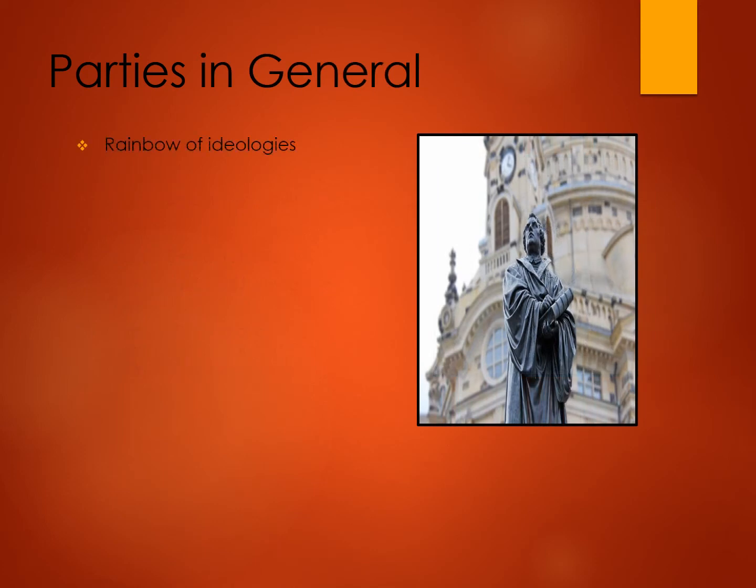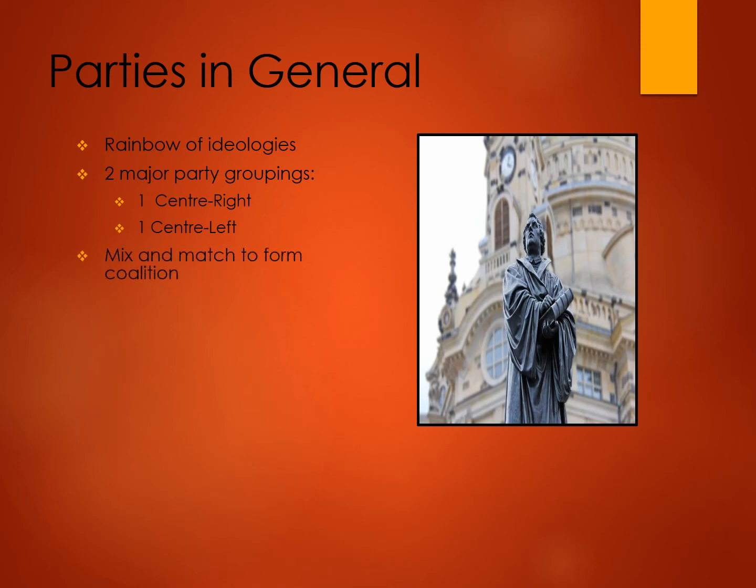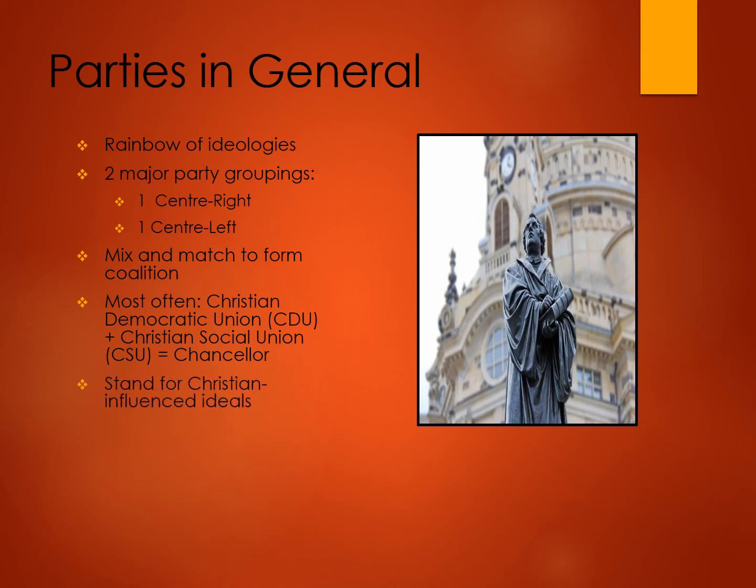German political parties represent a rainbow of ideologies. There are 2 major party groupings, however, one center-right and one center-left. They usually mix and match to form a governing coalition, but most often, the Christian Democratic Union and the Christian Social Union have provided Germany with its chancellors. They stand for Christian-influenced ideals.